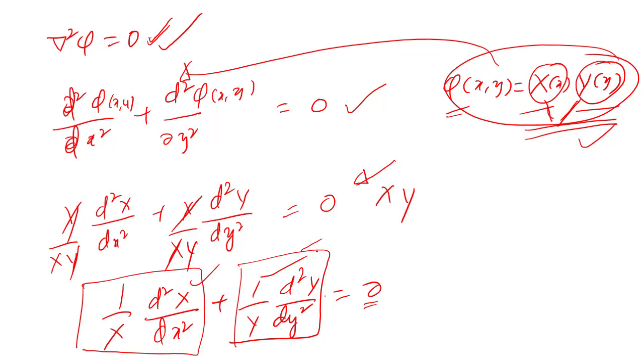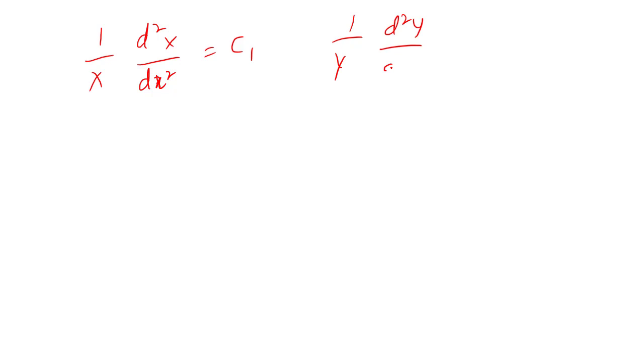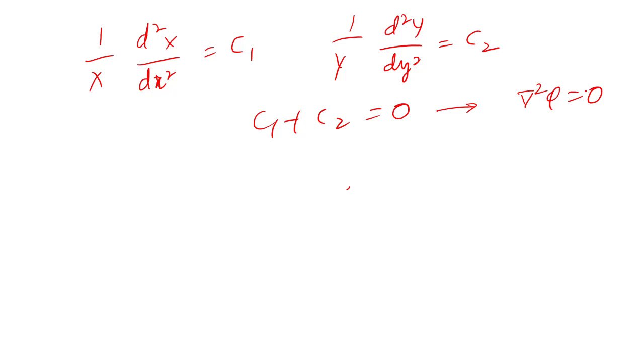Right? This function itself cannot have any x dependence. This function itself cannot have any overall y dependence, because the two add up to 0. So each of them must be equal to a constant. And that's what we are going to write on the next slide, that each of them must be equal to some constant. (1/X) d²X/dx² is equal to some c1, and (1/Y) d²Y/dy² is equal to c2. And we require c1 plus c2 to be 0. So c1 plus c2 being 0 ensures that del squared phi is equal to 0, right?